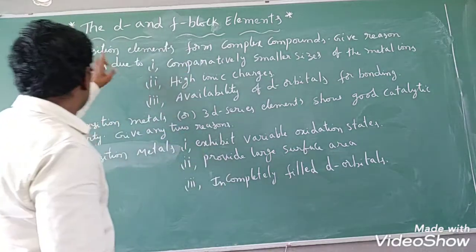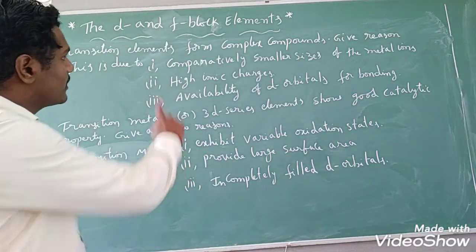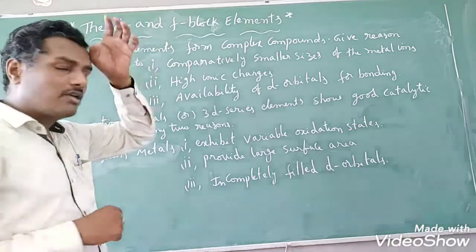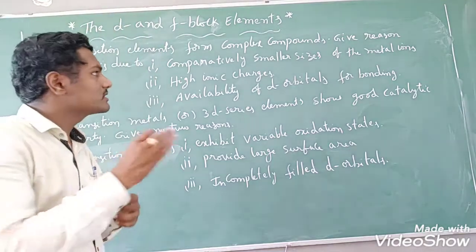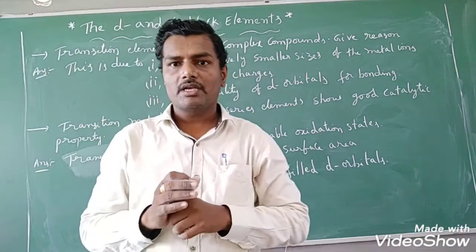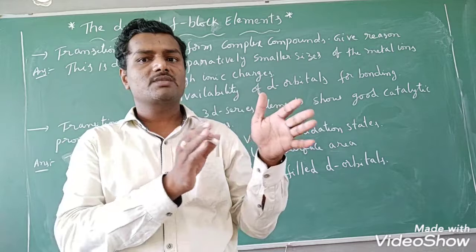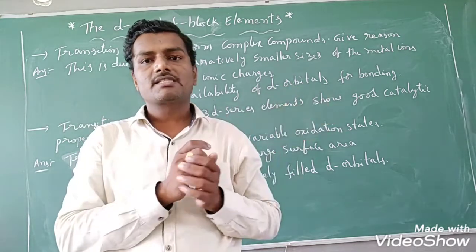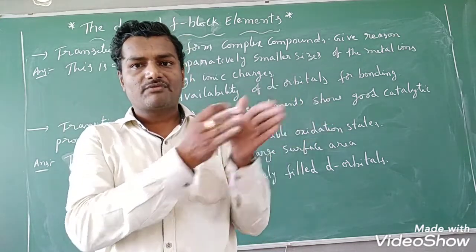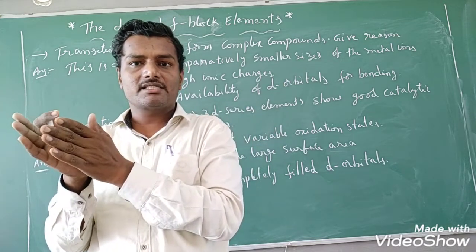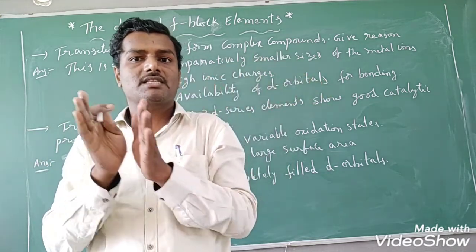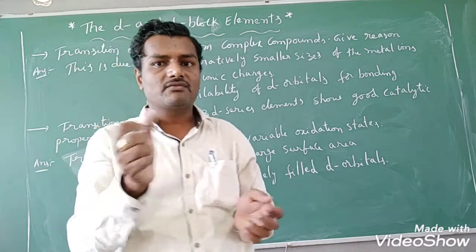Let us see, students, the next question. Transition elements form complex compounds. Give reason. This is mainly because transition elements have comparatively smaller size. If you go from left to right, size decreases. That means compared to s-block elements, these transition elements' sizes are smaller. That is one of the reasons.